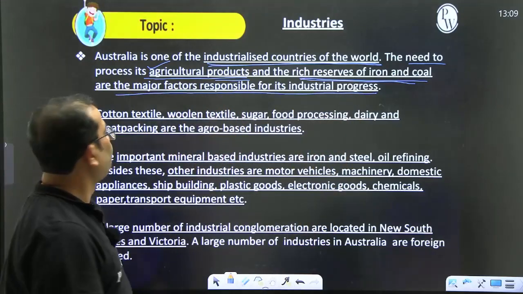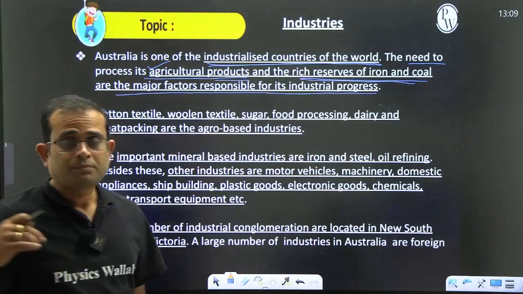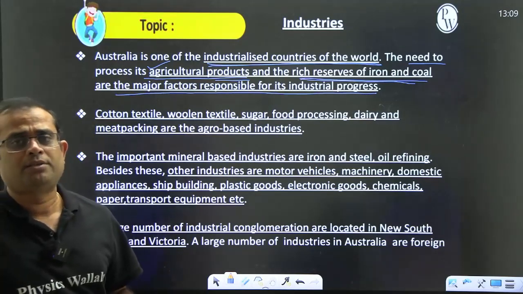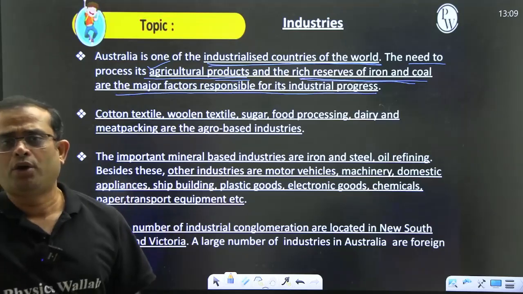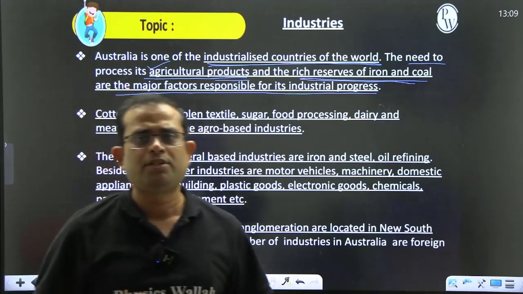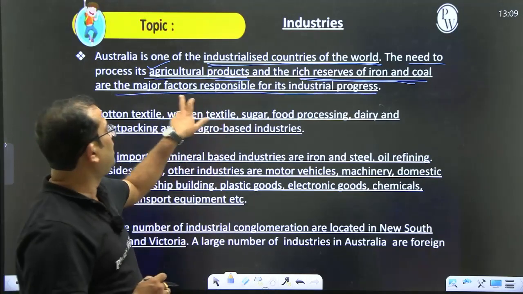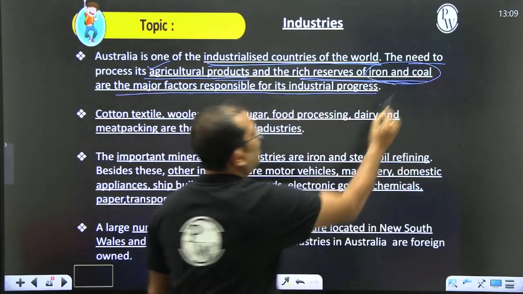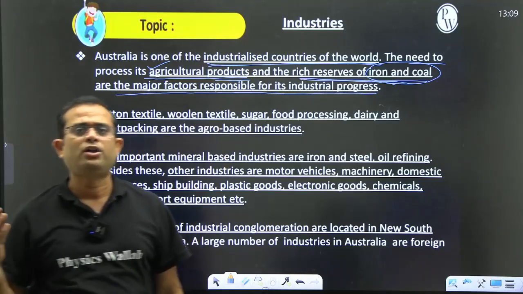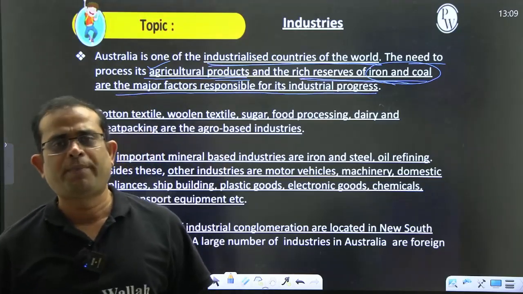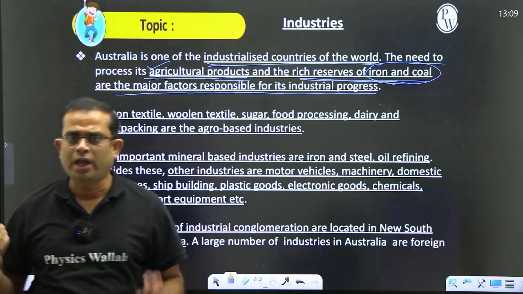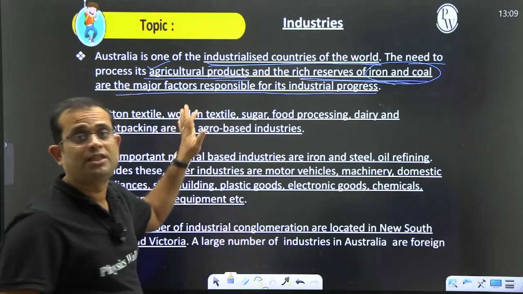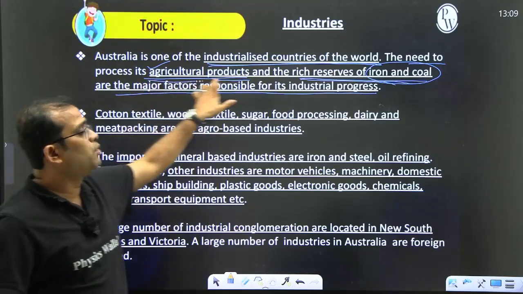If we see any industrialized country, that is a majorly developed country. Industrialized country means it has majorly iron and steel industries, basically reserves of iron and coal. So Australia is blessed with good quality iron and coal, which gives Australia more strength to be an industrialized nation. Along with that, Australia also has good quality agricultural products.